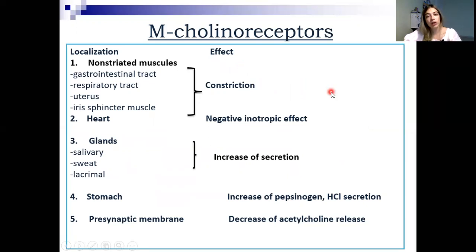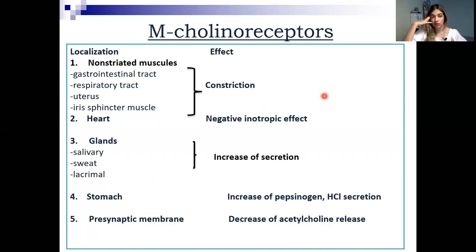Okay, now we are going to the receptors. So all what happens with the help of drugs, with the help of acetylcholine, the effects they refer to receptors and their localization, their effects which they provoke. So that's why you have to study and you have to learn where the M cholinereceptors are located and what they do in our body. So let's see.